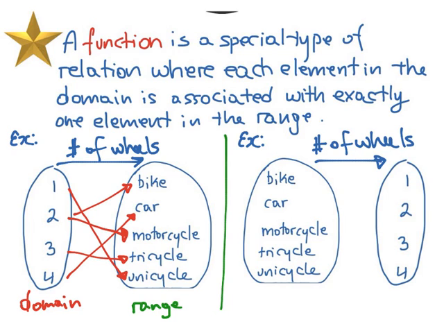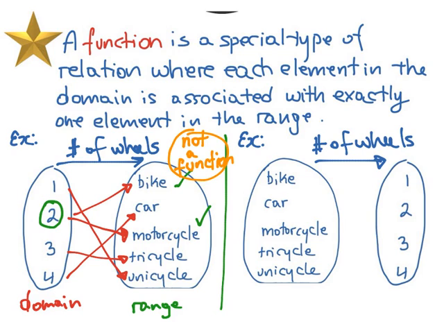A function is a special relation where each element in the domain is associated with exactly one element in the range. Because the 2 is associated with 2 vehicles and not just 1, this is not a function. This example is not a function. It is just a relation.